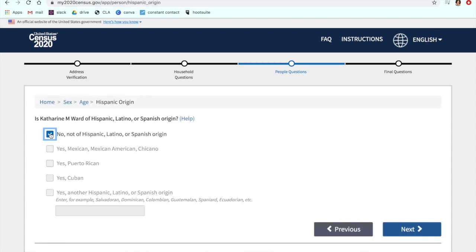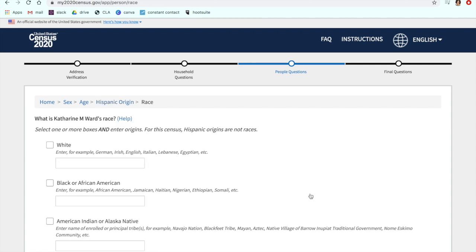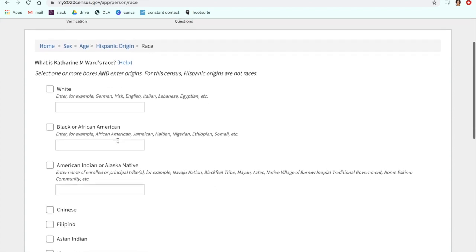So I am not of Hispanic, Latino, or Spanish origin. But you can put these: yes, Mexican, Mexican-American, Chicano, Puerto Rican, Cuban, or yes, another Hispanic origin, and you can answer that here. Obviously, this is going to get complicated. It always is. So here's where it gets more complicated. It says to mark all the boxes that are related.